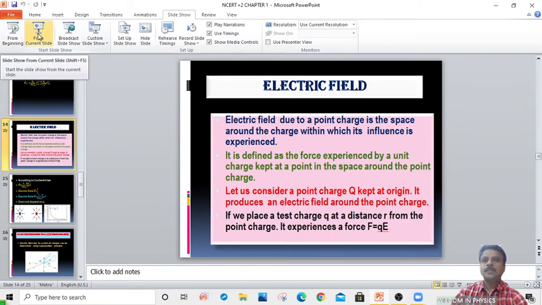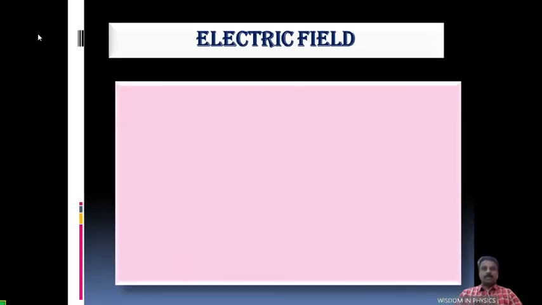In the last class, we have discussed about Coulomb's law and how to calculate the force acting between the two charges. And also we have discussed how to find out the force due to the system of charges. Everything we have discussed in the last class.